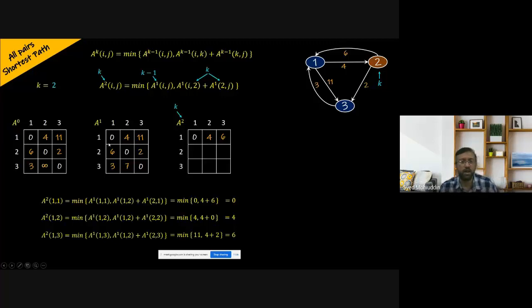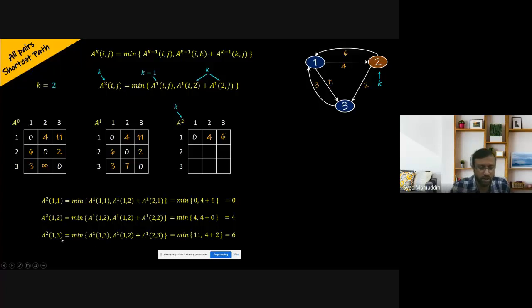Now, 1 comma 1 was 0 itself. 1 comma 2 is 4 itself. But 1 comma 3 we had 11. That 11 was obtained when we took 1 as the intermediate vertex, though going from 1 to 3 taking 1 as the intermediate vertex doesn't make sense, since it's a direct edge itself. But anyway, 1 comma 3 was 11. Taking 2 as the intermediate vertex, from 1 comma 3 we get 6 as the minimum cost. That is a further reduction in cost. So how did it happen?